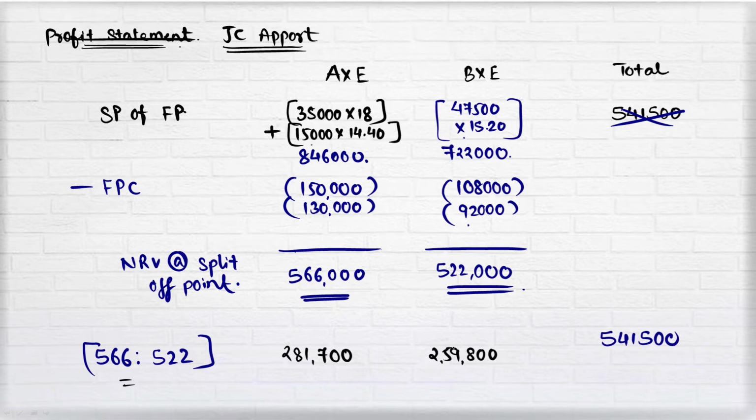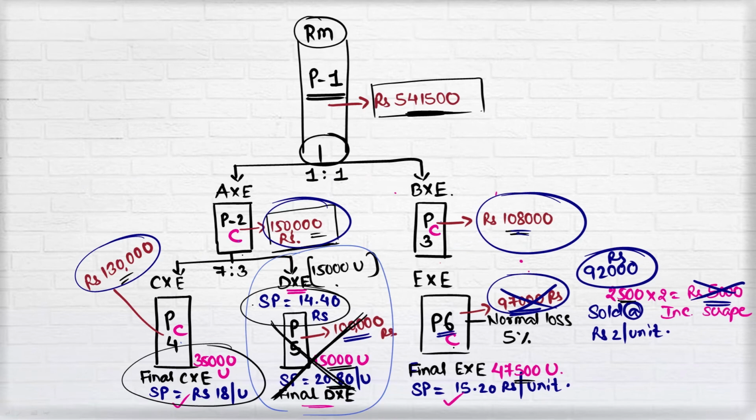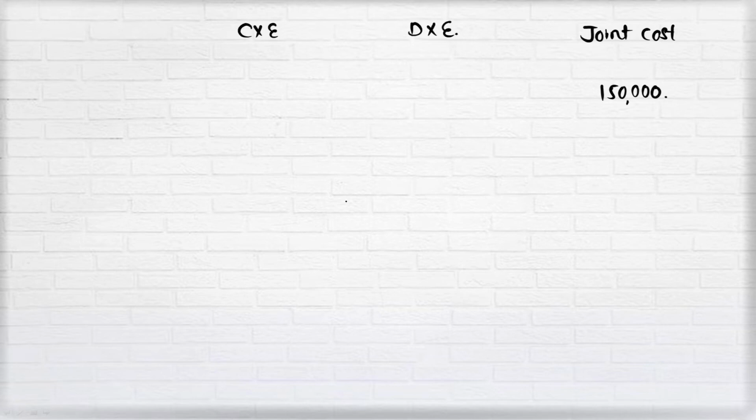Still one apportionment is pending, which is apportioning this 1,50,000 joint cost to CXC and DXC. The best way, if you do not have time, is to distribute it in the physical quantity method. But here we are to learn the NRV method.